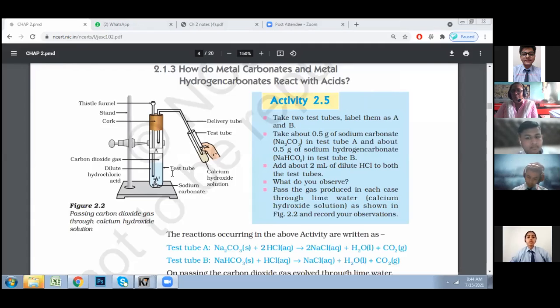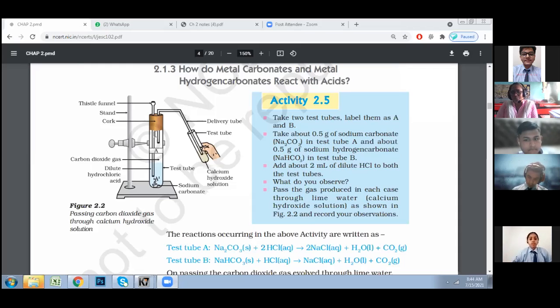All of you know metal carbonates are carbonates which react with metals, for example, sodium carbonate, calcium carbonate, magnesium carbonate. Similarly, hydrogen carbonates are also commonly known as bicarbonates. For example, you have done sodium bicarbonate, that is NaHCO3, as you can see here in the reaction as well. So, how do they react with acid, children?